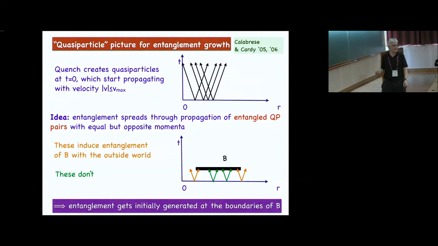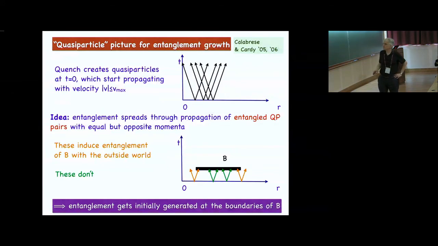The entanglement entropy, which is a measure that quantifies entanglement, would be the von Neumann entropy of a subsystem. This is my subsystem B, and the question I ask is how strongly this subsystem is entangled with the rest of the system. Now, how can these entangled quasiparticle pairs induce entanglement of this spatial region with the rest?